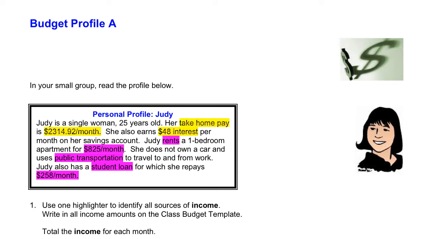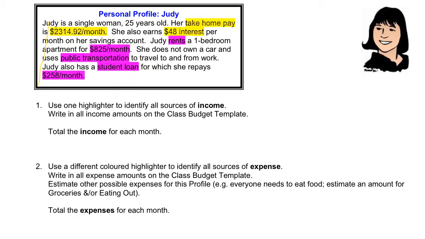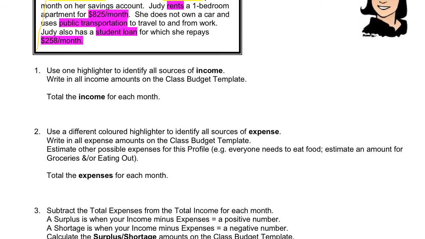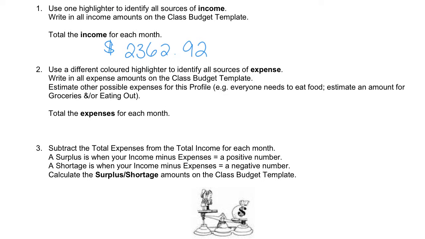So I'm going to show you the chart that I put together for her in a minute. And when I do that, I'll be able to show you where I got the total income from. So the total income that I have put together, I included her take-home pay and her savings account, and that came to $2,362.92 for the month.